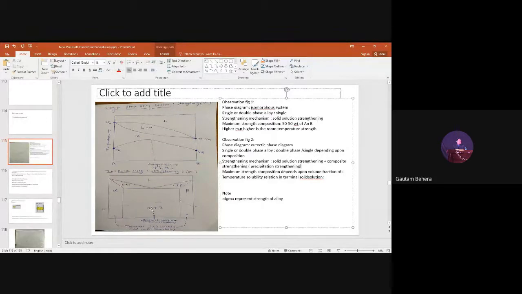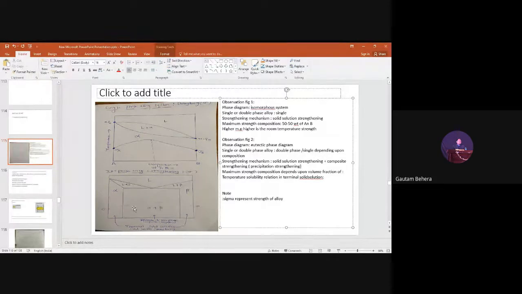Suppose alpha is your matrix and beta is a precipitate. Then which kind of strengthening will this be? Precipitation strengthening. Very good. So now the condition is: if beta is a soft phase, then the strength will decrease.